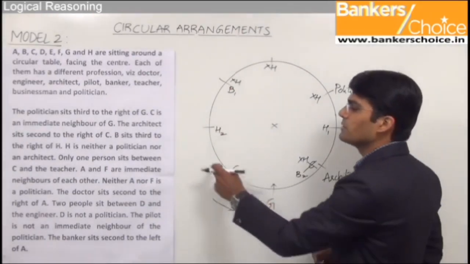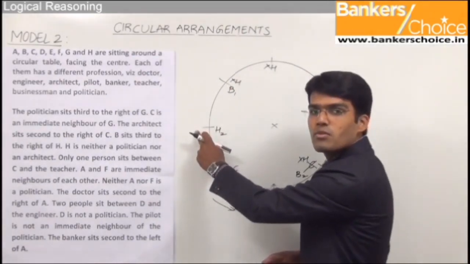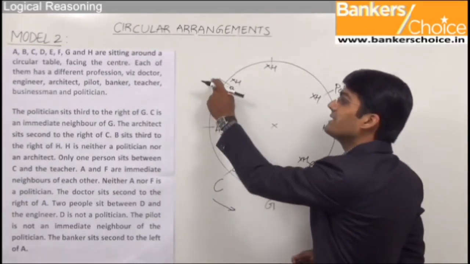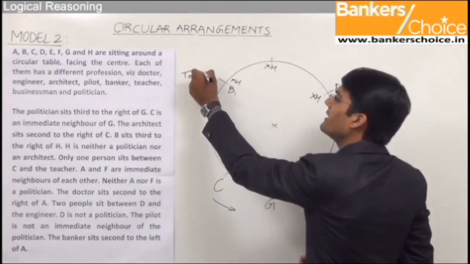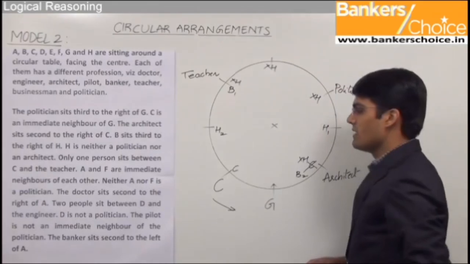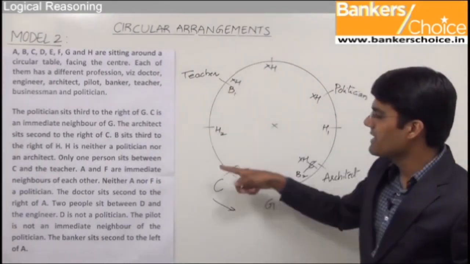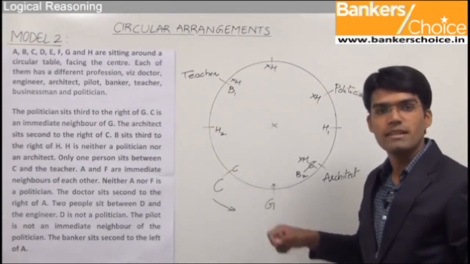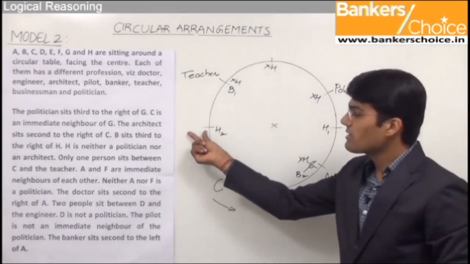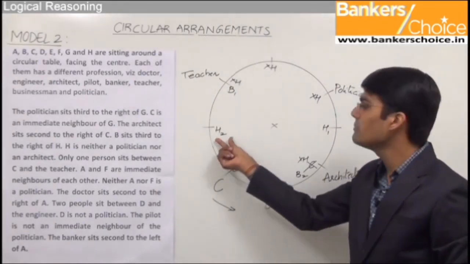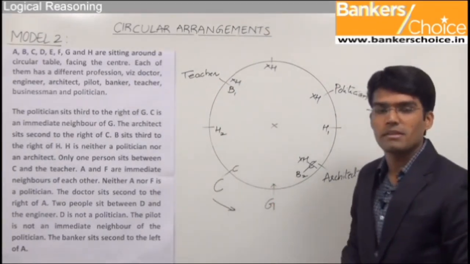So very clearly teacher should be on the other side of C, that is towards the left of C. So let us leave one position that should be occupied by the person who sits between C and teacher, and this position has to be occupied by the teacher. So as you can see here, we have justified the statement, that is there is only one person between C and teacher, and this position has not been fixed yet. It can be H or maybe some other person.